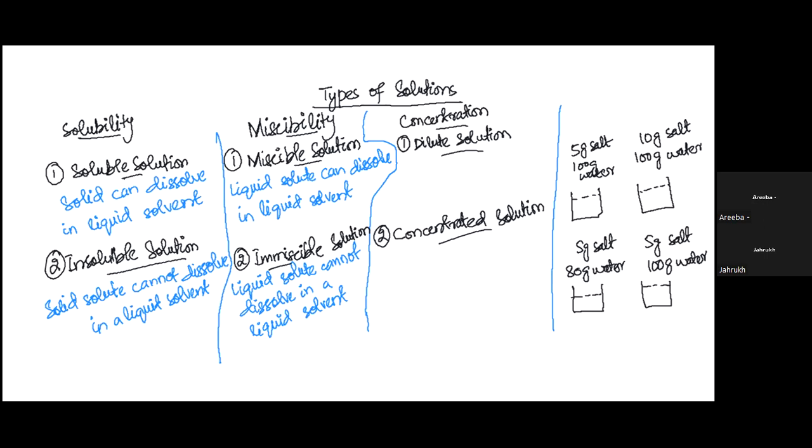And I'm going to write it with a different color so it doesn't bother you. We call a solution dilute if it has either less solute or in a case it has more solvent. In either of the cases, we call this one dilute because it had more solvent, and we call this one dilute since it had less solute. So both the cases are applicable. Do you understand my point now?